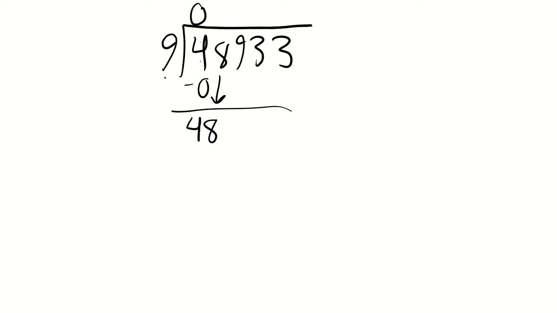Bring down the 8. And just so you know, just to be organized, you should always be drawing your arrows to indicate when you're bringing a number down. So, 9 times something could be 48? No. So, let me think. 9 times 5 is 45. So I'm just thinking of numbers that multiplied with 9.